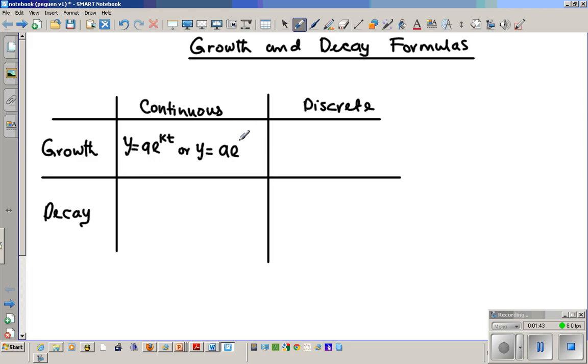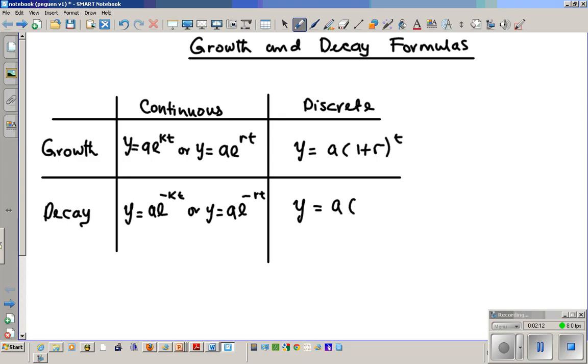And then for decay, it's going to be y equals a e raised to the negative kt, or y equals a e to the negative rt. Alright, now for discrete growth, we're going to have y equals a times (1 plus r) to the t, and then for discrete decay, it's a times (1 minus r) to the t. Okay? What do all these variables mean?